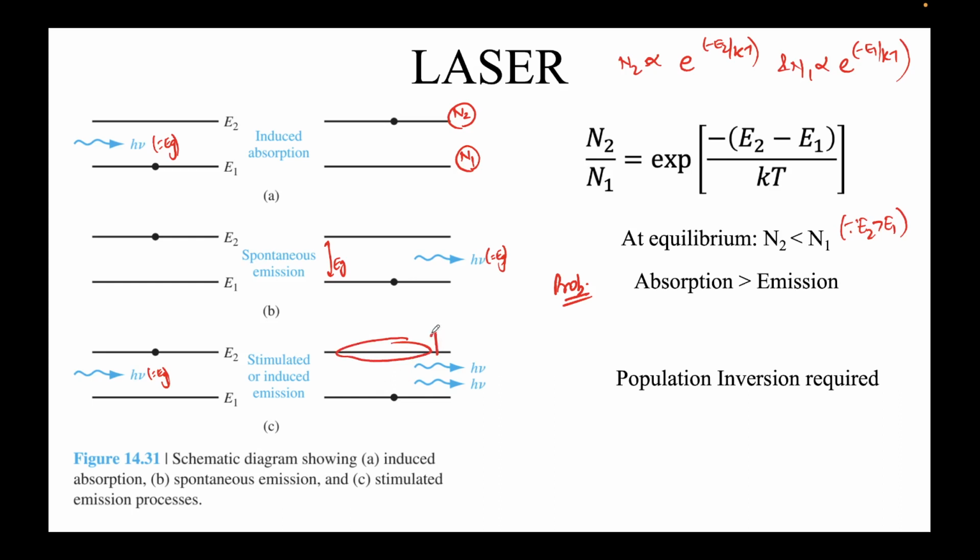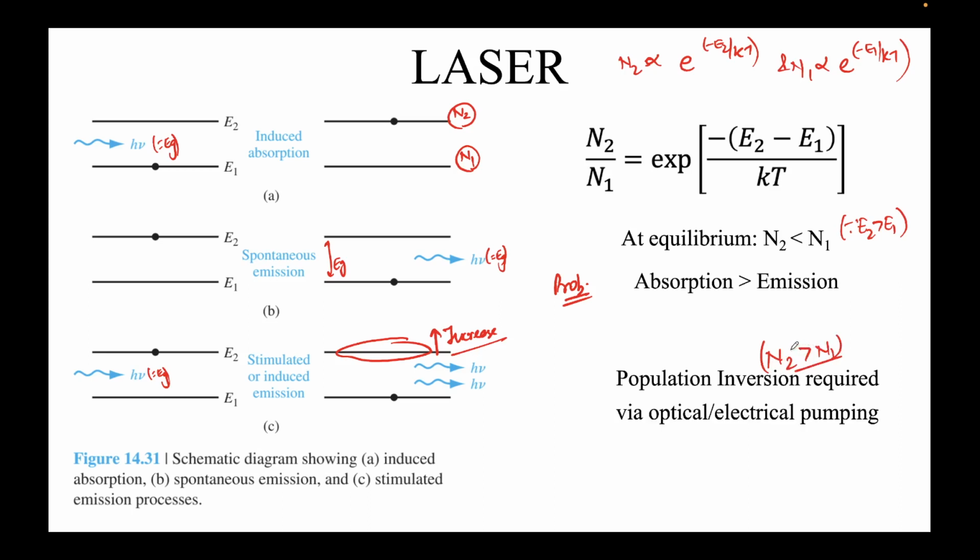This population has to go up, increase much higher than the population that is over here. Then only emission will be able to dominate the absorption process. That is what is called the population inversion. This means what we require is N2 greater than N1. The excited state population has to be larger than the ground state population, so to speak.